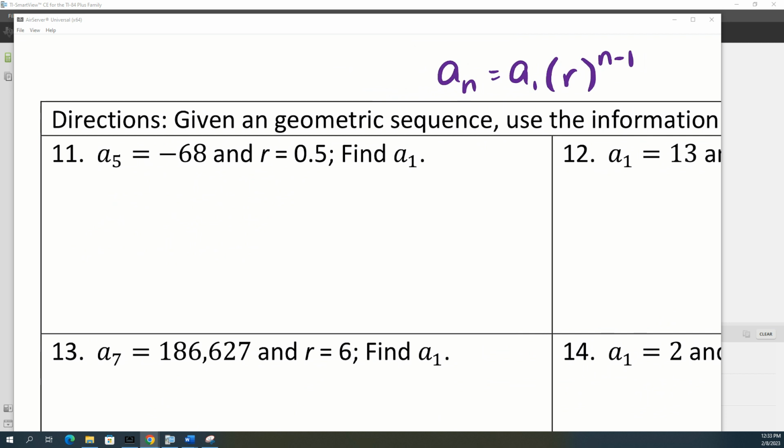How do you tell the difference between them? Well, this one tells you it's geometric, and the other one told you it was arithmetic. You wouldn't know otherwise. You don't have terms to figure that out. It has to tell you. All right, so our a sub n is going to be negative 68. Our n is going to be 5. Our r is going to be 0.5. And a sub 1 is what we're finding.